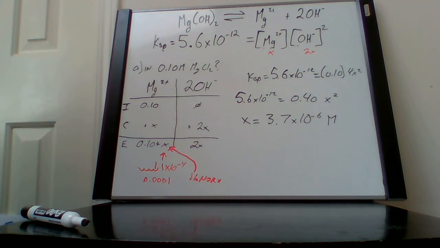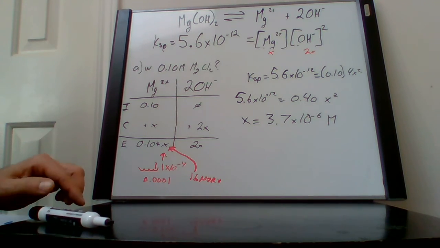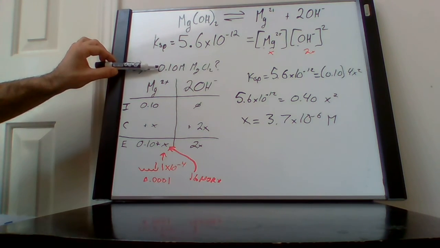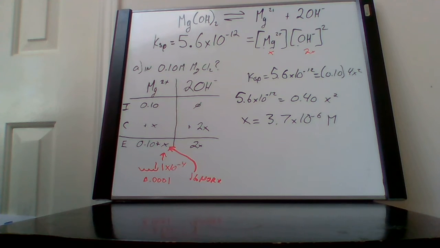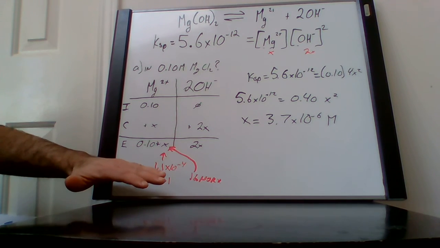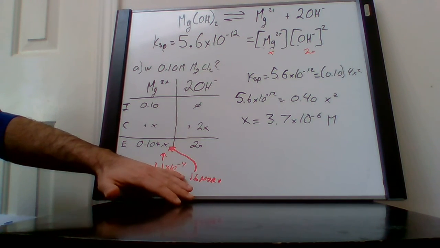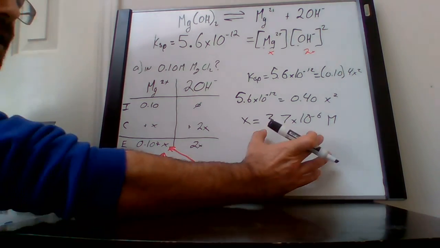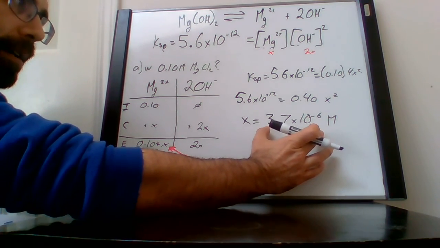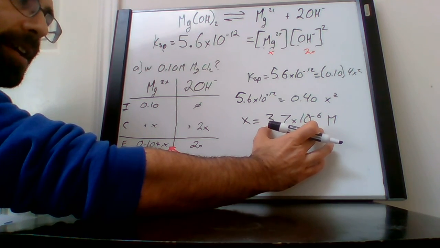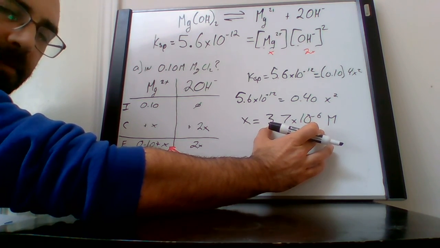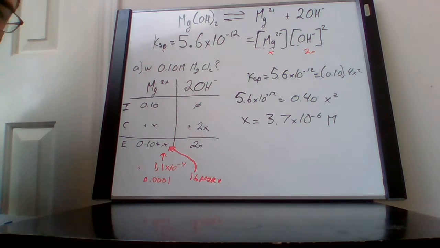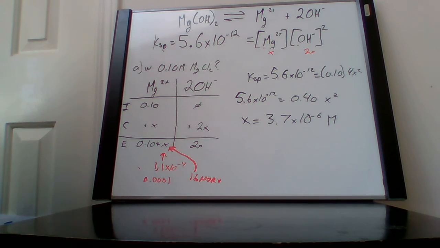And so we see even here that by adding that 0.1 molar magnesium chloride solution, we take that initial solubility of 1.1 times 10 to the negative 4, and that gets changed by a factor of 100 to go to 3.7 times 10 to the negative 6. And this is known as the common ion effect.